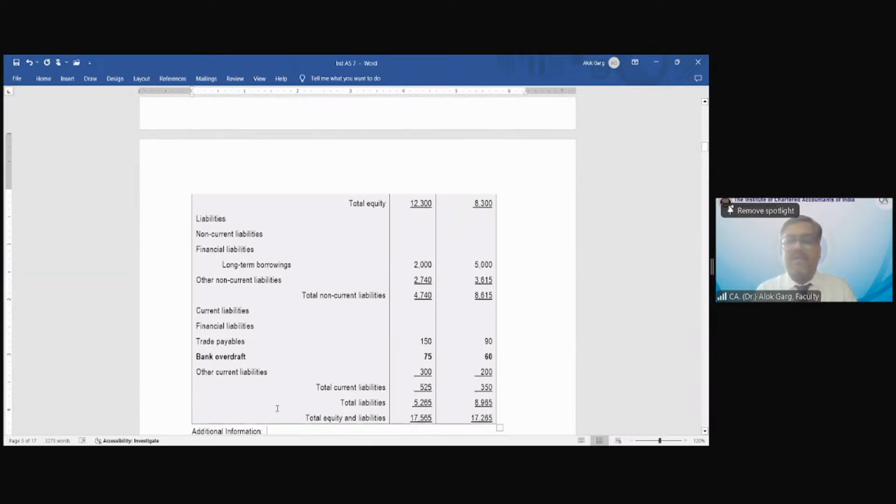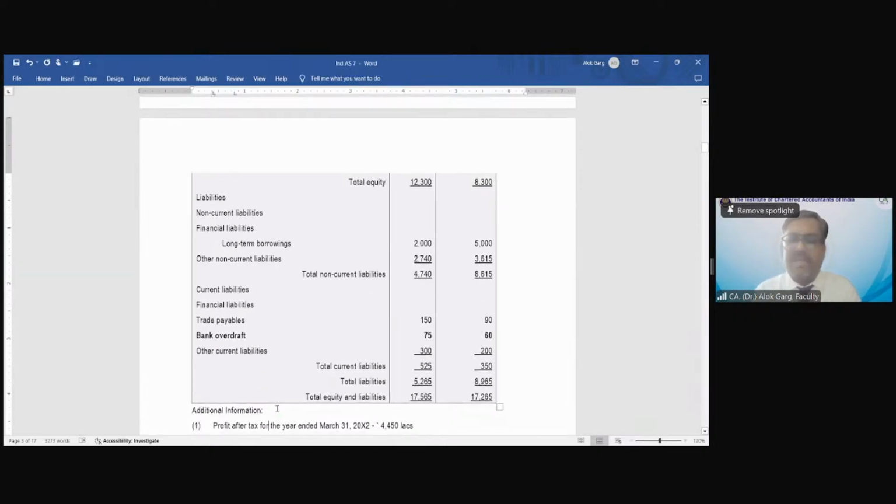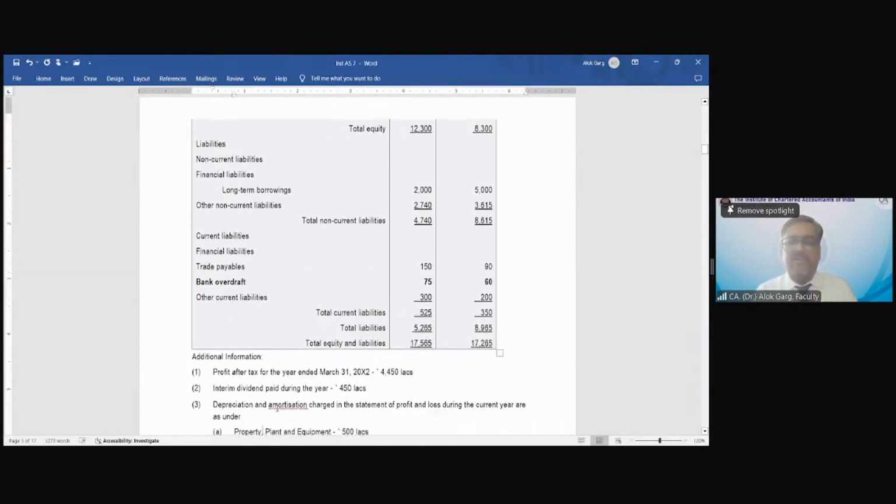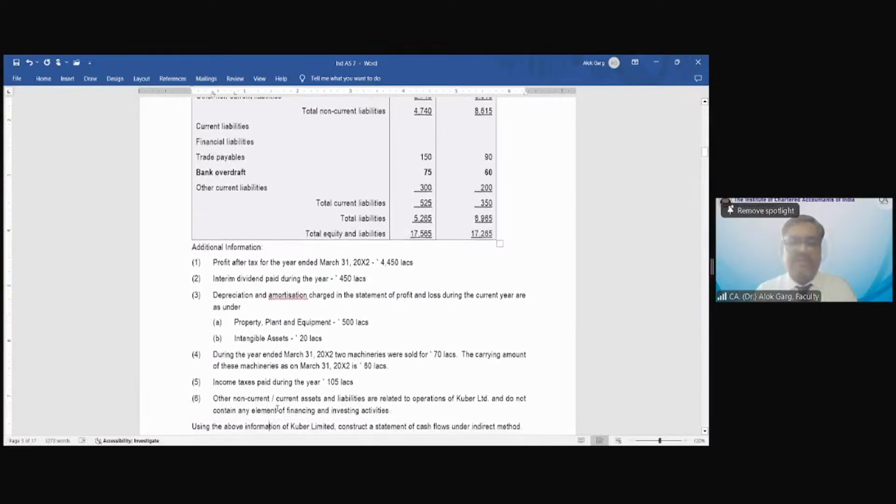Okay, so this is the balance sheet which is given. I'll again come to the balance sheet. Now additional information is given. Profit after tax for the year ended 31st March 2002 is 4450 lakhs. Okay, so profit after tax is given. Interim dividend paid during the year is given. So what is the treatment of interim dividend paid? Financing activity.